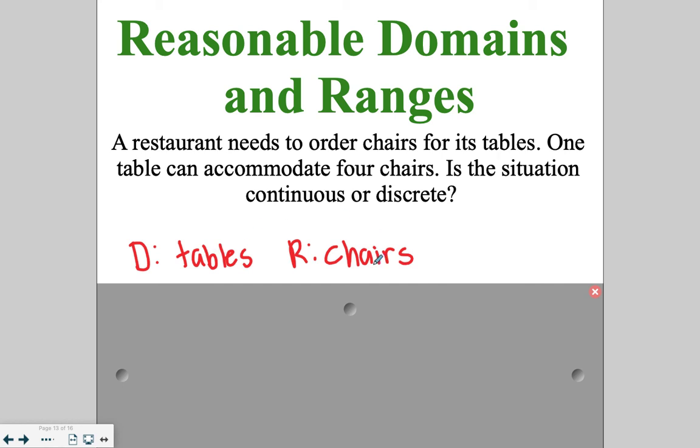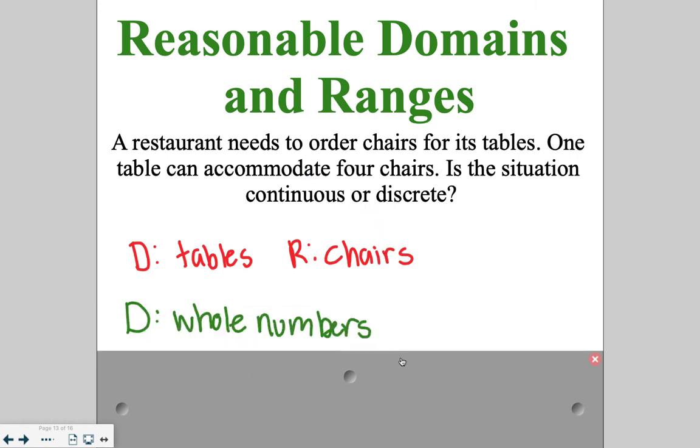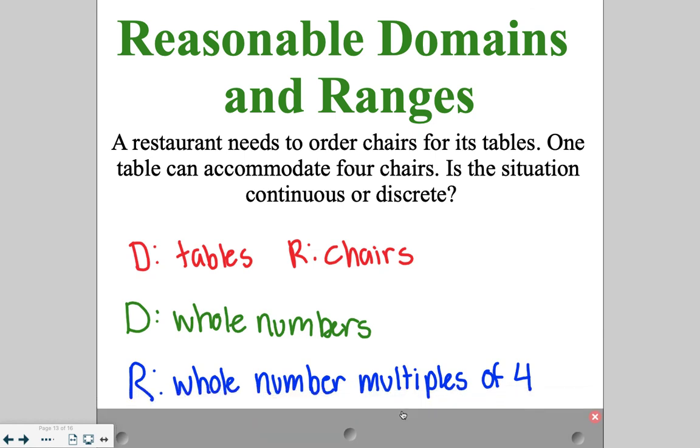Now I want you to figure out the numerical values that would be associated with the domain and the numerical values associated with the range. In this case, our domain is going to be whole numbers. You can have a whole number of tables: 0, 1, 2, 17, 27, 54. All of those different numbers could be the amount of tables that they have. The range is whole numbers, but it's going to be in multiples of 4. So 1 table has 4 chairs, 2 tables has 8 chairs, 10 tables has 40 chairs. So we're not going to have the numbers in the middle.